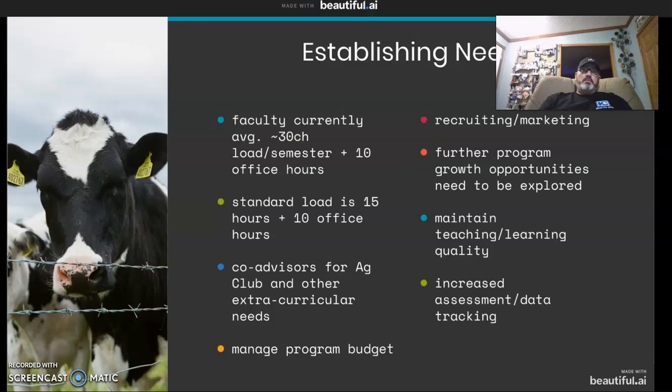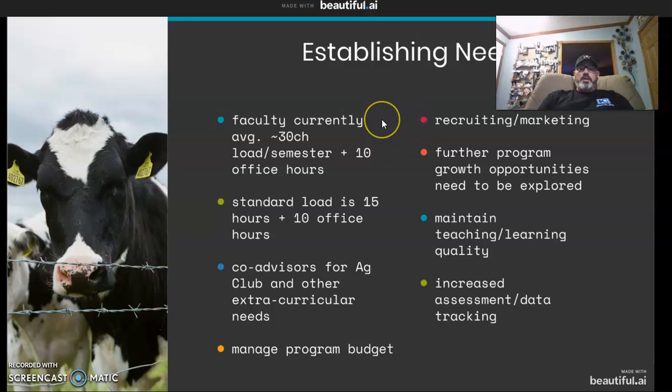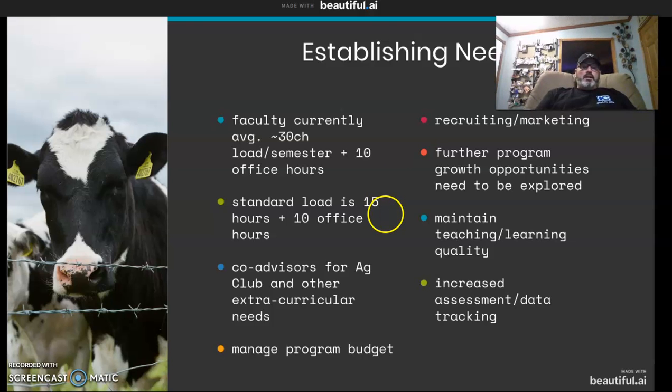So again, as we consider things that are critical, the current teaching load of the faculty really makes it difficult to keep up with all the program needs, plus deliver all the content, plus meet with all the students in an individual manner as necessary to run a program effectively. We also serve as co-advisors for our Ag Club and Collegiate Farm Bureau chapter and any of the other extracurricular activities and community service programs that we do in order to, again, run an effective agricultural education program.